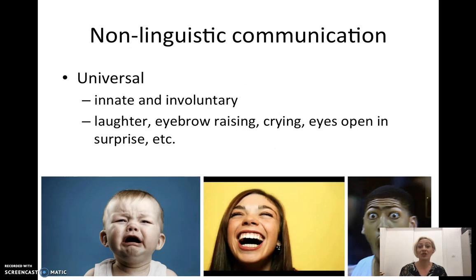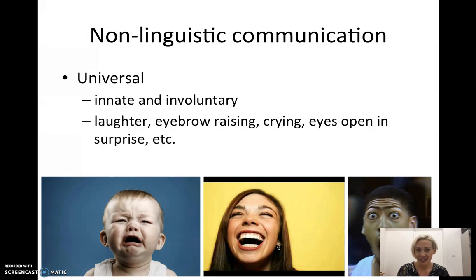So what types of non-linguistic communication do we use? Some of the things that we use are universal. That means all over the world, all people use some symbols in the same way. Those are symbols that we are born with. They are innate and they are involuntary. You can't control them very often.